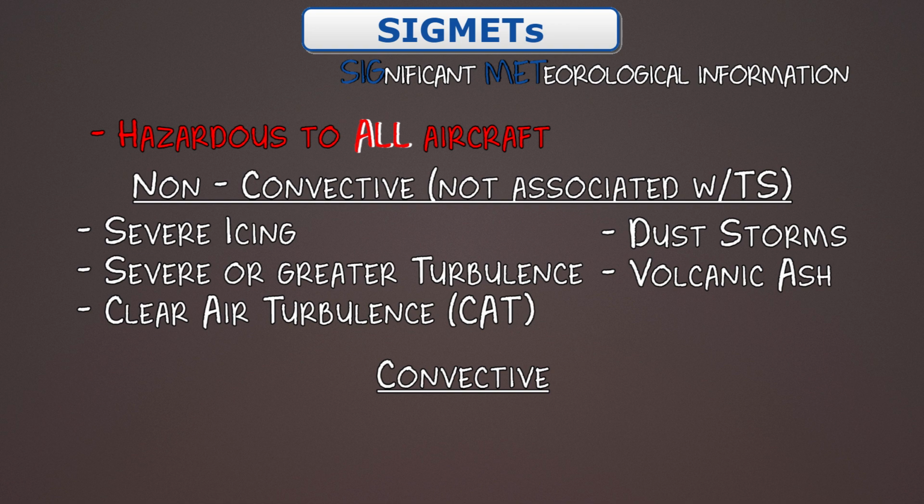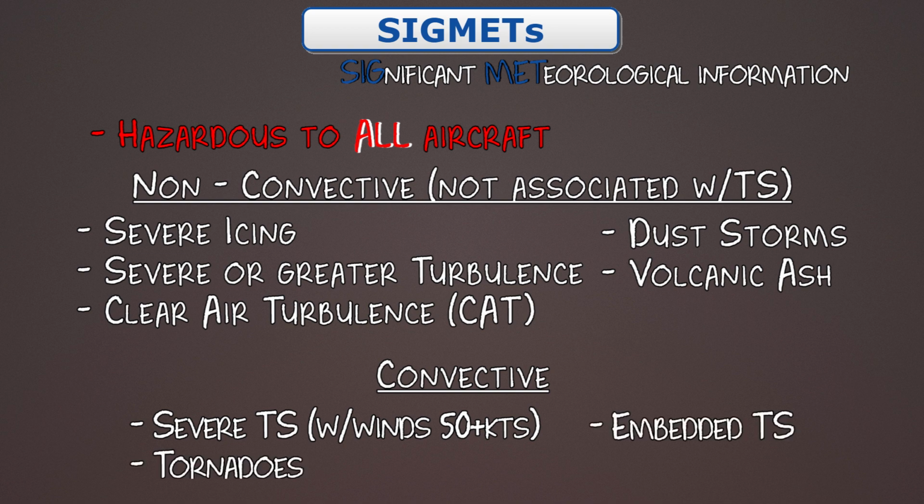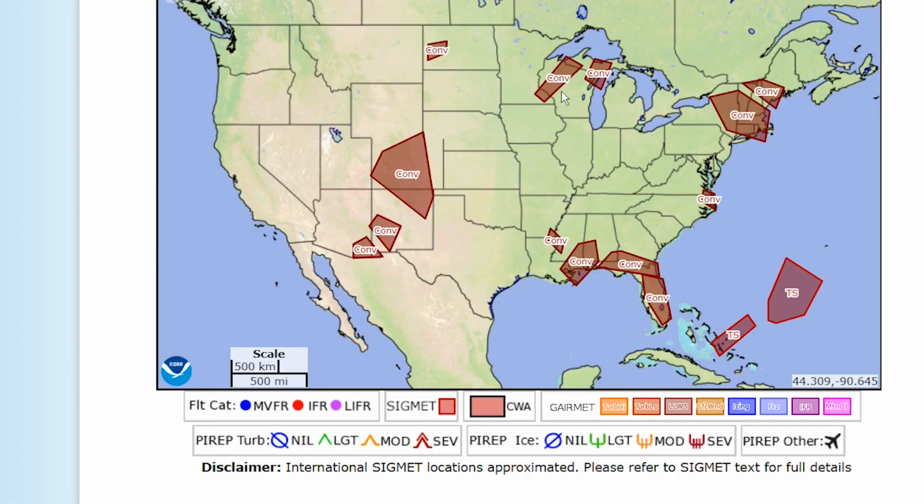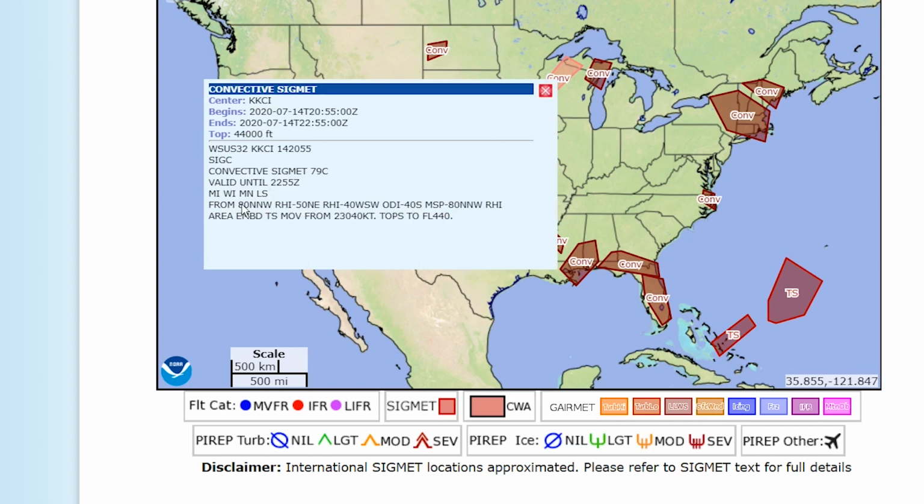Convective SIGMETs are for hazardous convective weather. They are for things like severe thunderstorms with winds more than 50 knots, tornadoes, embedded thunderstorms, or lines of thunderstorms. So you need to be on the lookout. Now if we look here, we have a couple of convective SIGMETs, and you can actually click on one and it will tell you where that convective SIGMET is.